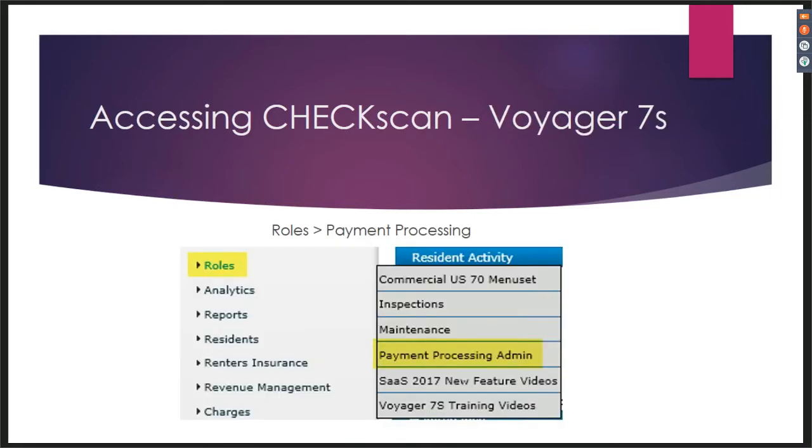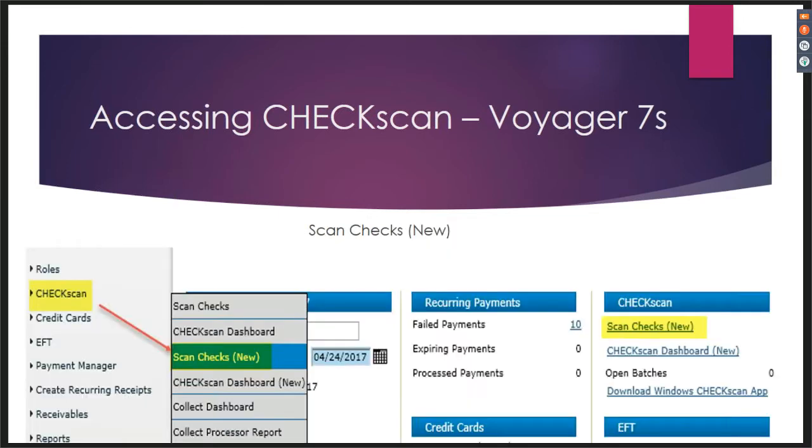From Voyager, from the side menu, you'll click on Roles and go down to Payment Processing. Then that'll take you to the Payments dashboard, where you'll click on Scan Checks New from the side menu, or the Scan Checks link from the Payments dashboard. Both of those will take you to the Checkscan interface.